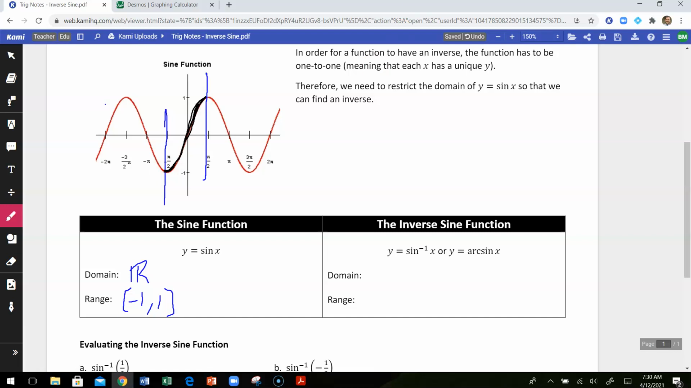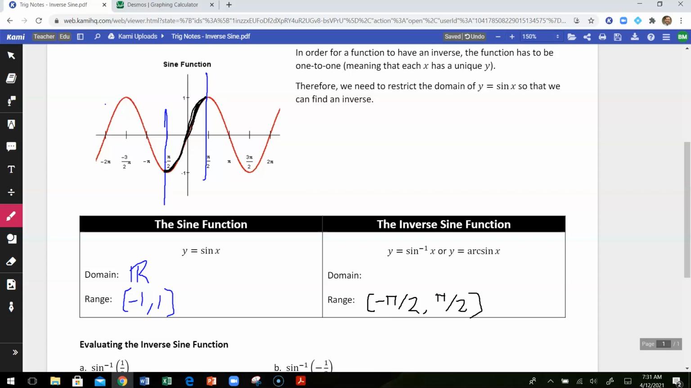Now, as soon as I get to π/2, I start to repeat y values. If I go back down here, I'm repeating some of these same y values, and as soon as I get past -π/2, I'm repeating some y values over here. So I'm going to restrict this graph to -π/2 to π/2. Essentially, I'm thinking about my domain being restricted there, which means my range for my inverse sine function is going to be -π/2 to π/2.